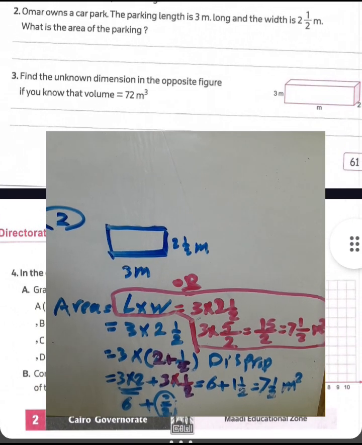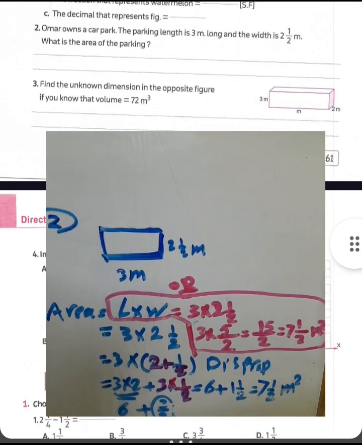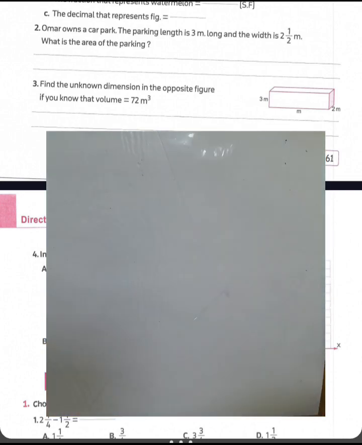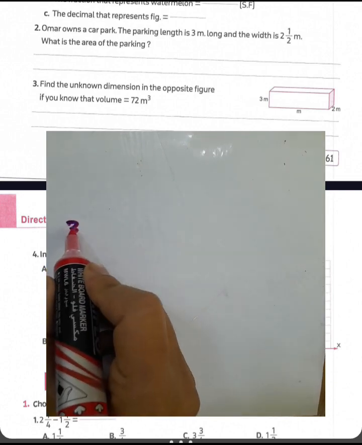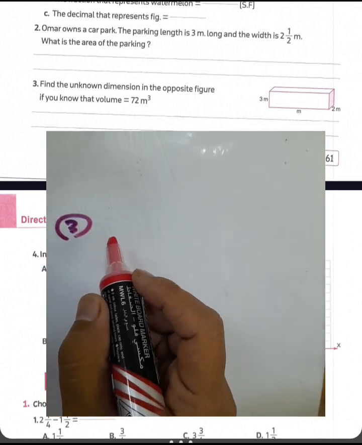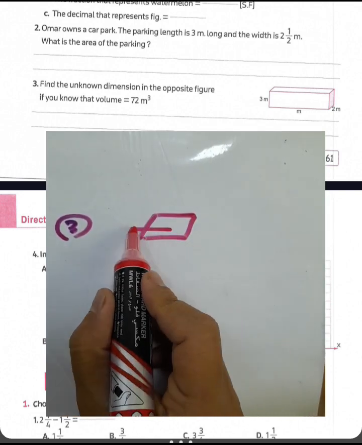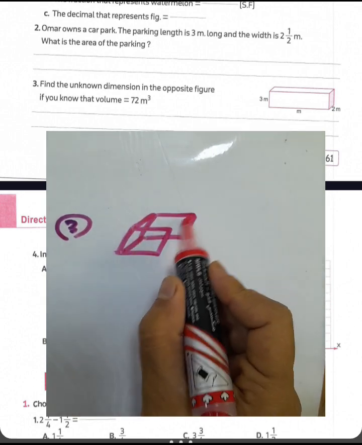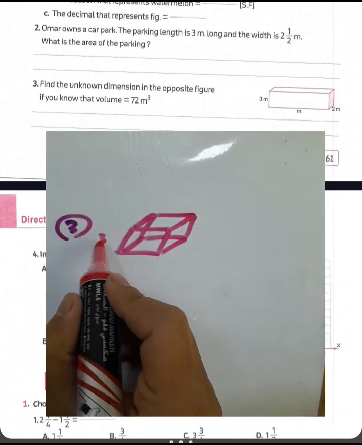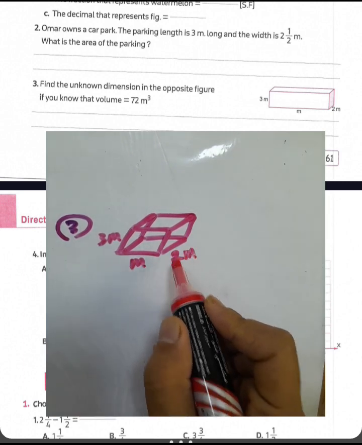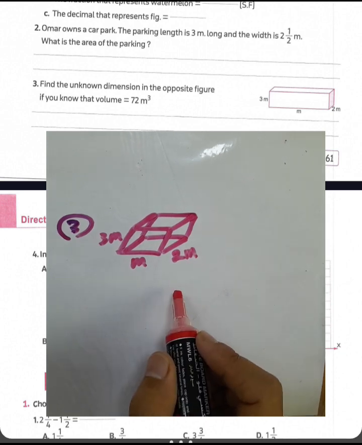Question number 3. Find the unknown dimension in the opposite figure. If the volume equals 72 cubic meters, we have height 3 meters, width 2 meters, and the length is unknown.